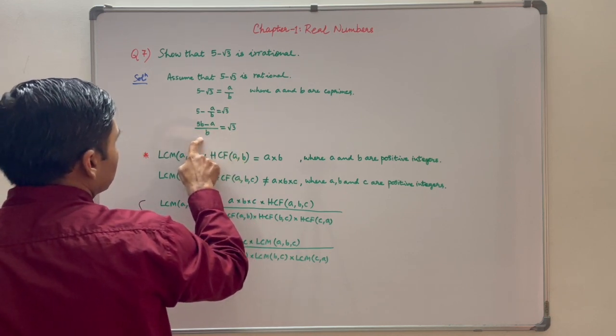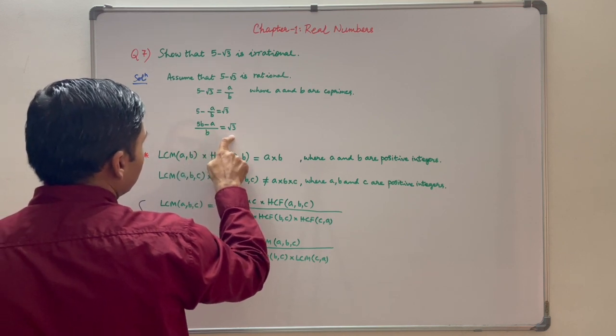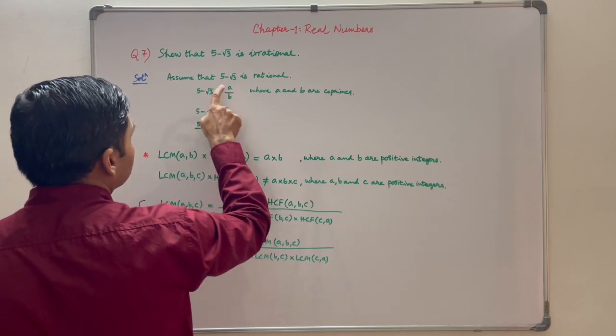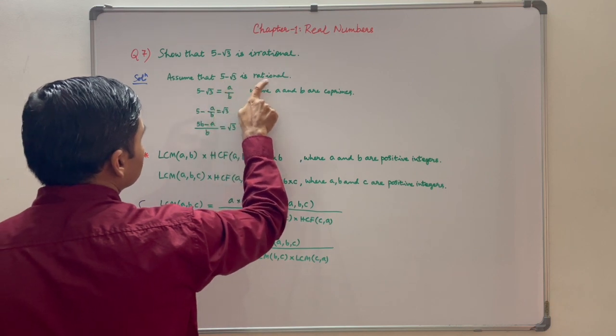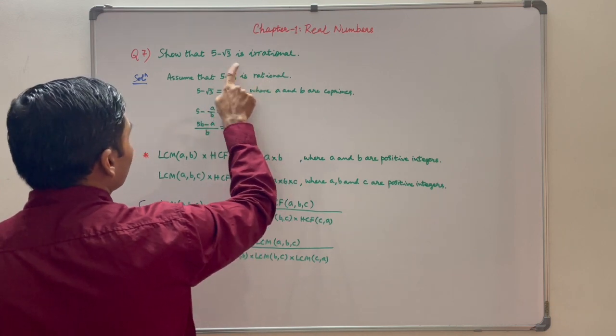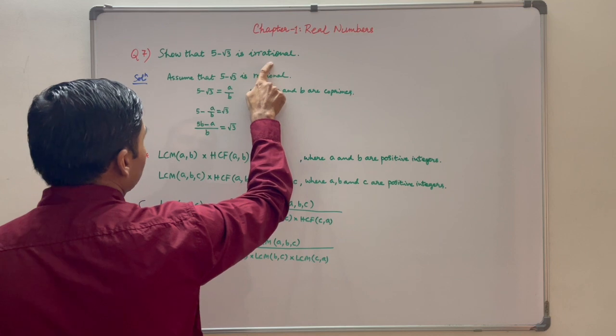Left hand side is rational. Right hand side, we know that is not rational. So our assumption that 5 minus root 3 is rational is wrong. So 5 minus root 3 is irrational.